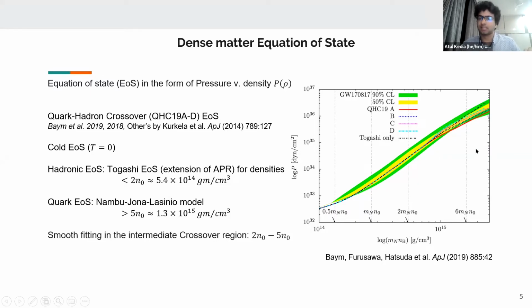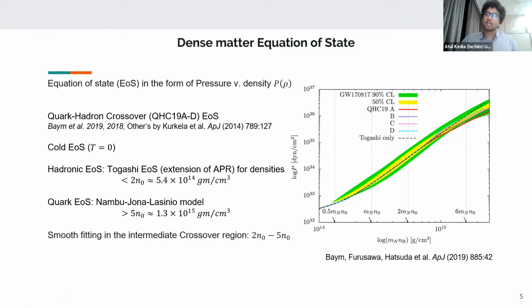Now, as I said, there are some degrees of freedom in the coupling constants between the quarks. And those have been quantified so far, with different values of the coupling constants giving different equations of state. So QHC19 A, B, C, and D are all plotted over here. If you squint a little bit, you will see that they have some amount of difference among them. A is the bottommost over here, and D is the cyan color over here, right on top of yellow.